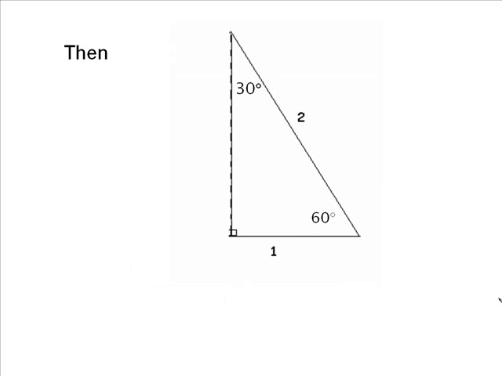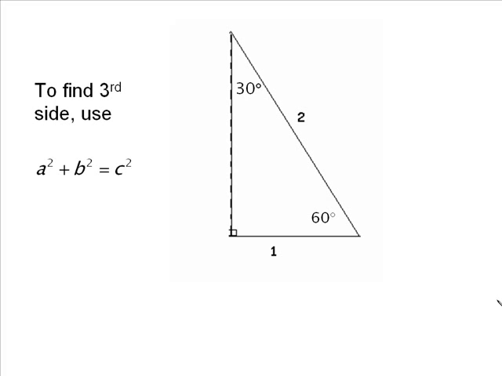The right half would have a hypotenuse of 2 units. It would have the bottom side of 1 unit because we cut that 2 in half. It would have an angle of 30 degrees at the top, which is the bisected 60-degree angle. And then it has the 60 degrees on the bottom right. And in order to work out the trig ratios, we do need the third side. So we use Pythagoras' theorem to find that third side.